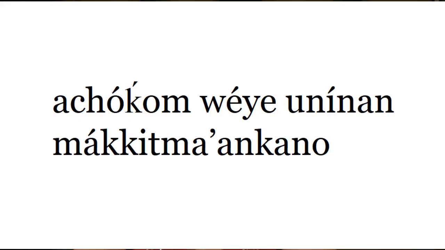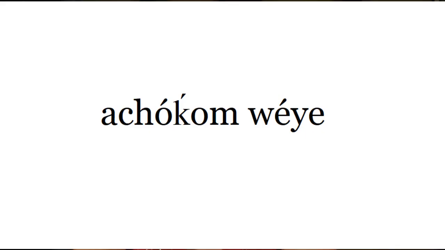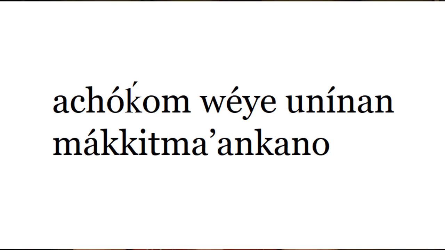Uninan can also mean from now on. Listen to Mame Gallagher say, from now on you will know both languages, and repeat. Achokom weye, uninan makit mankano. Achoko means both. You can see the choko like in saichoko, six, which is a pair of threes. Repeat the words for both languages. Achokom weye. Now listen to Mame Gallagher say, from now on, you will know both languages, and repeat after her. Achokom weye, uninan makit mankano.